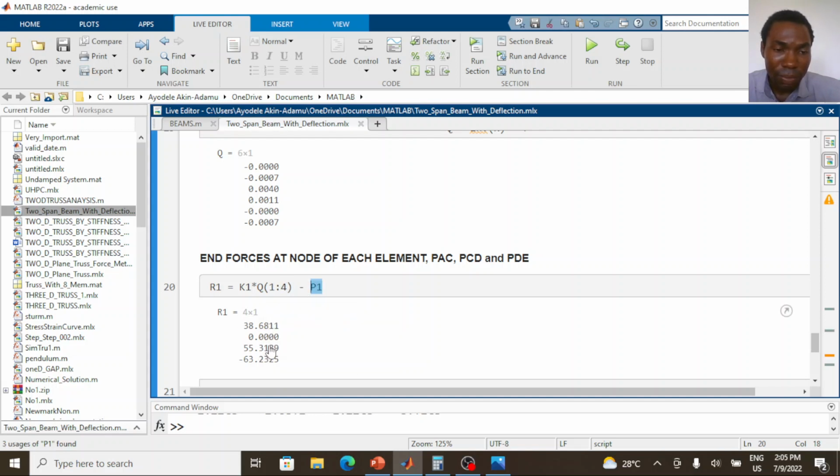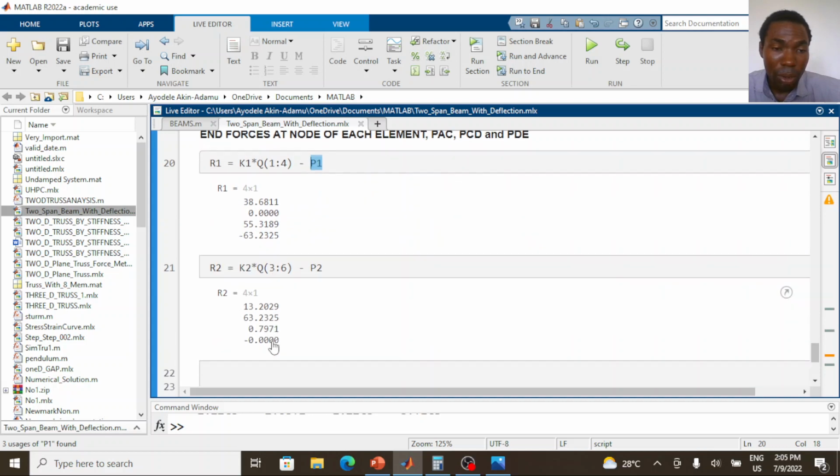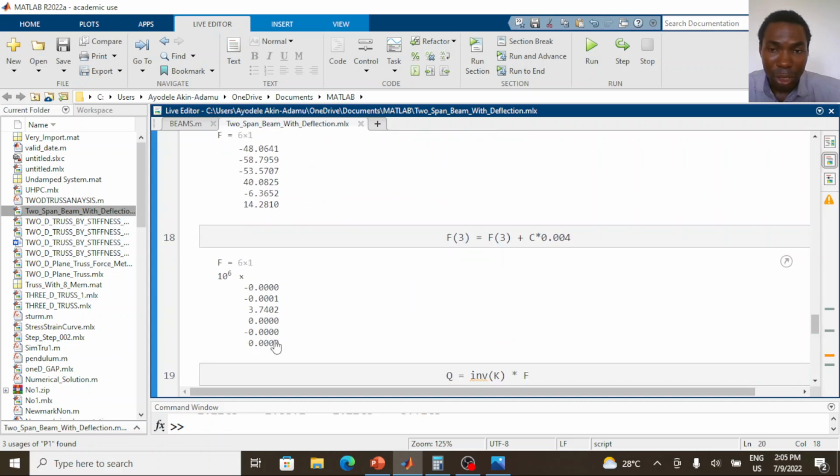So if we calculate this, wow, I got a different answer. Sorry, here should be negative. Why is it negative? Because the settlement is downward, the support moves downward. So here should be negative, not positive. So how you modify your force vector with settlement: you add minus C times the settlement value. Let me run again.